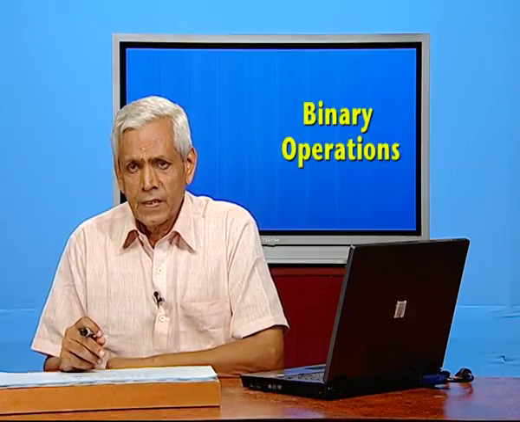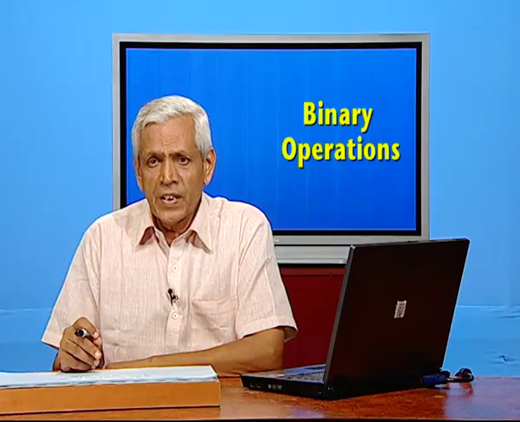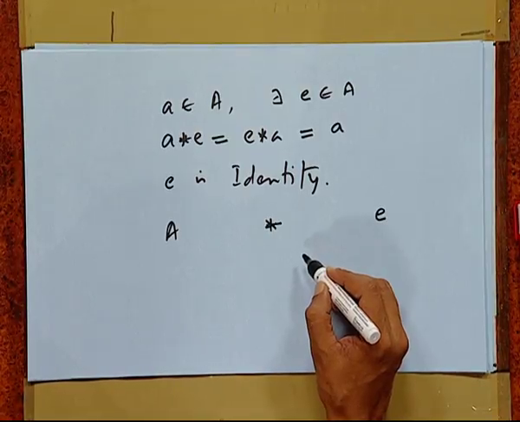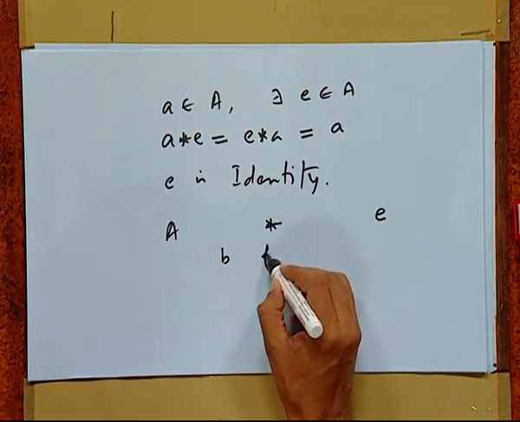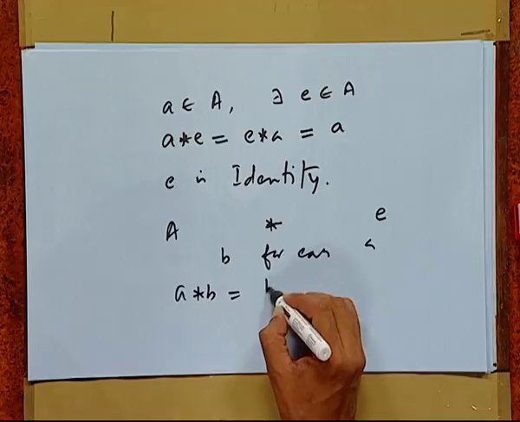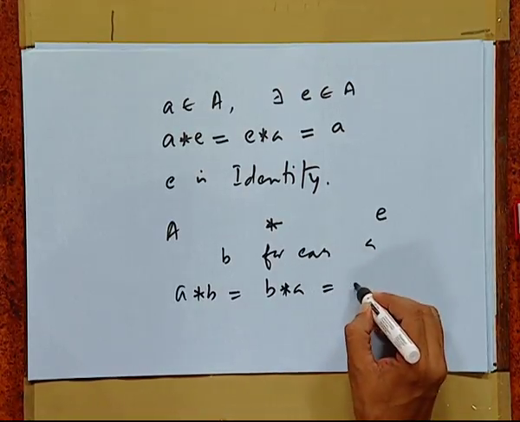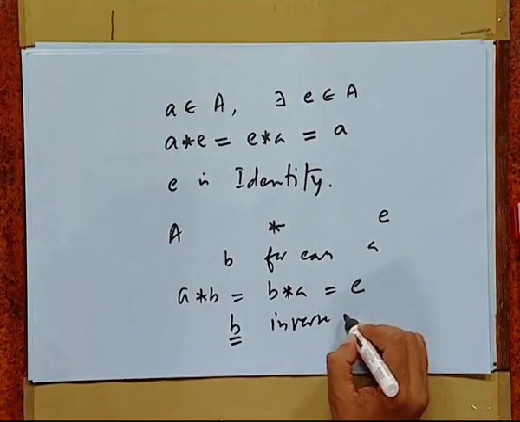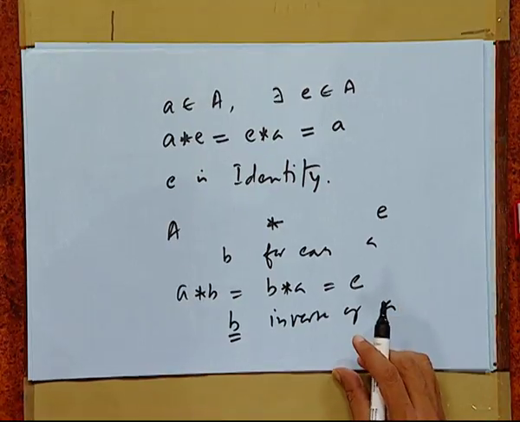Similarly, we have one more case known as inverse of an element. For instance, we have a set with an operation star with identity e. If we can find an element b for each a such that a star b is equal to b star a is equal to e, then this b is called inverse of a, and whenever b exists we say a is invertible.